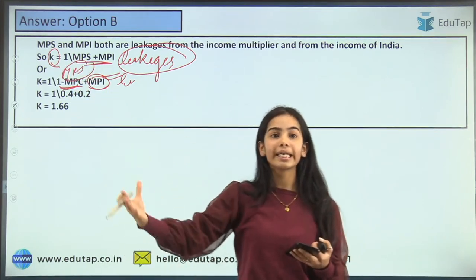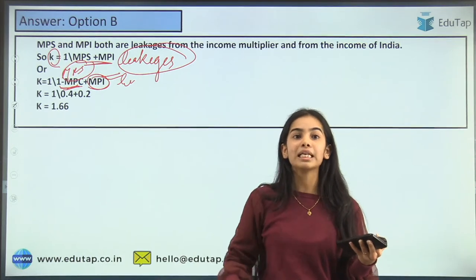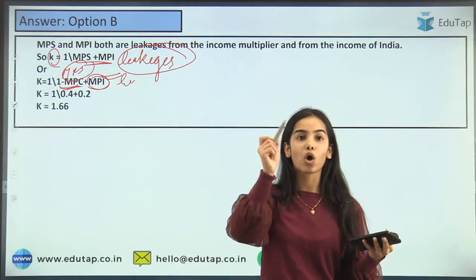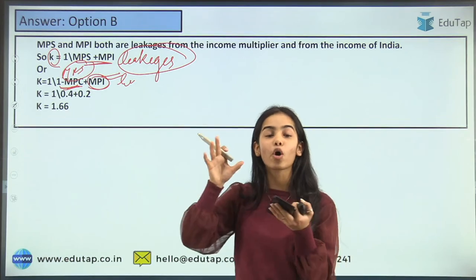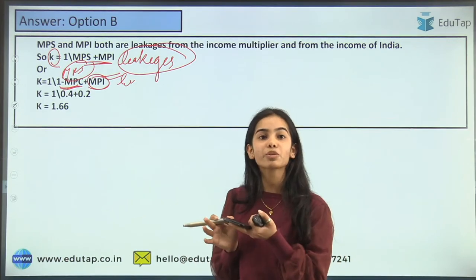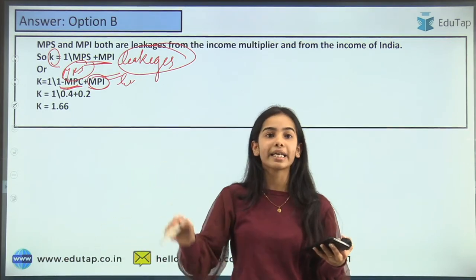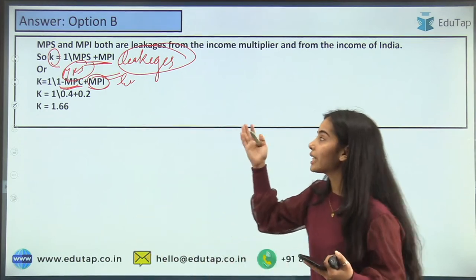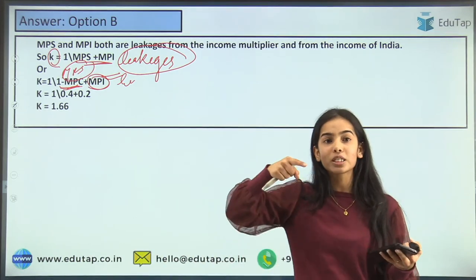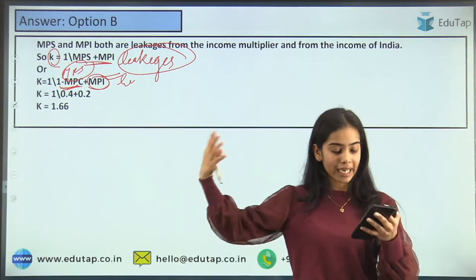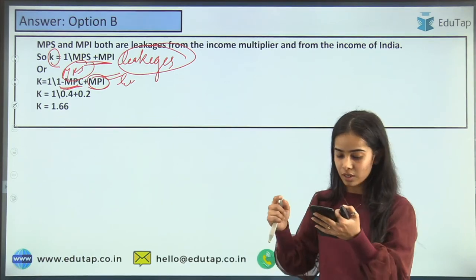So now you know the leakages. When your money is not going to circulate in the economy, it is going out of the economy, or it is being stocked up. So saving is what? It is the stock up. It is not rotating in the economy for consumption. The imports you are importing, so you are not spending your money in the country. So it is again the leakage. I hope you have understood.